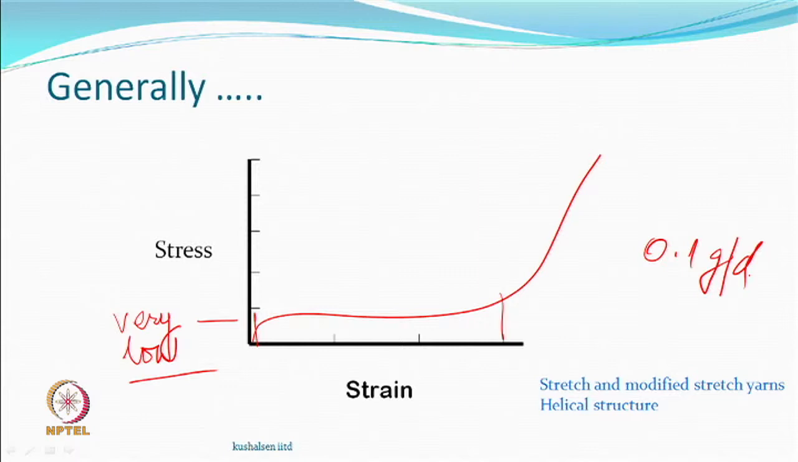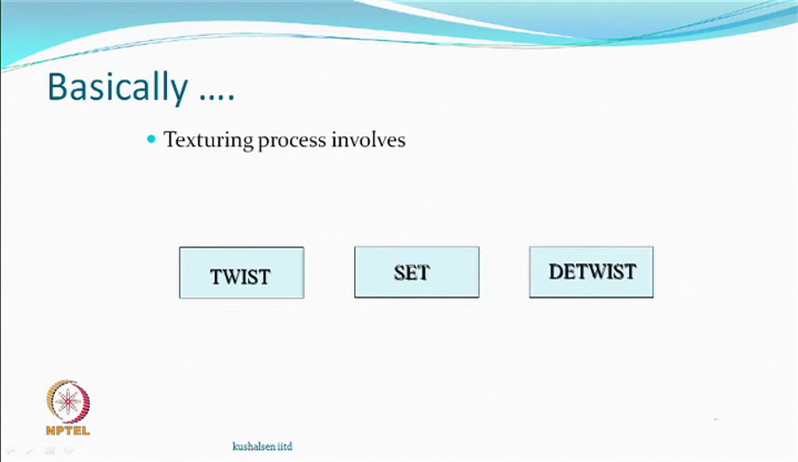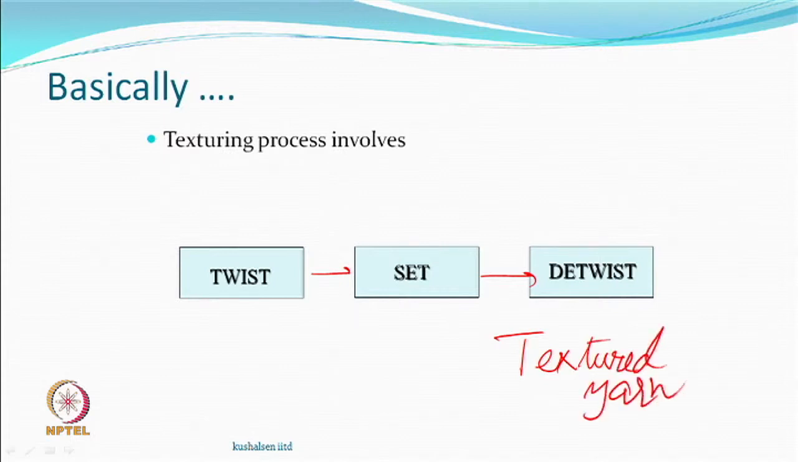So these types of yarns would have the stress strain behavior of this type and can be modified. In that case you may have reduced stretch, so you have stretch yarns and modified stretch yarns. So this is what we have already understood. This process, which we now call twist texturing, obviously you do some twisting and then some setting and then detwist, and we believe that at the end of the day we should have a textured yarn which has helical structure and has bulk and stretch.